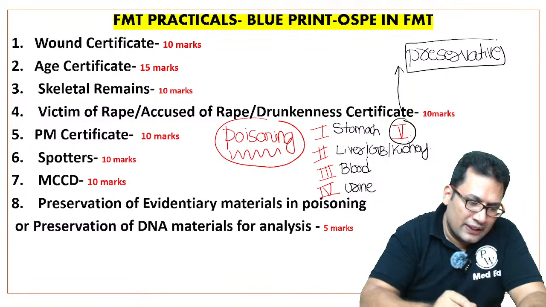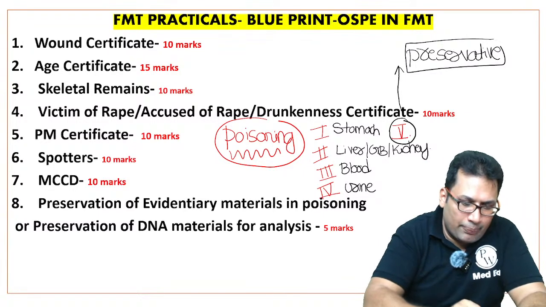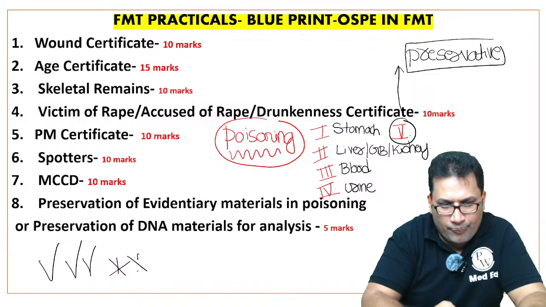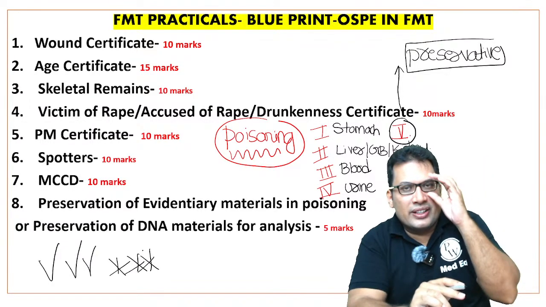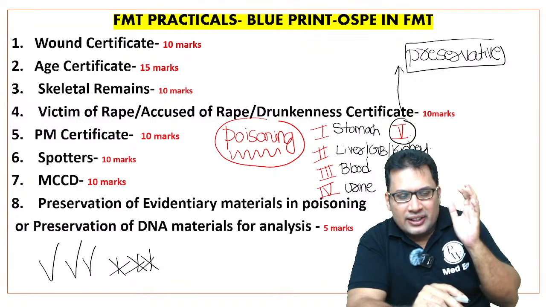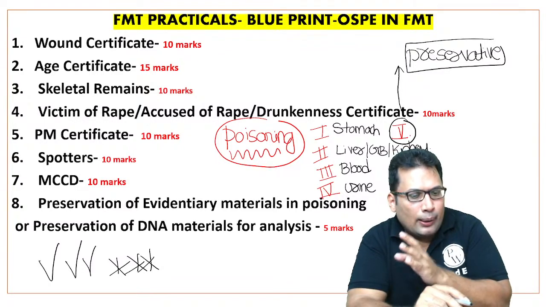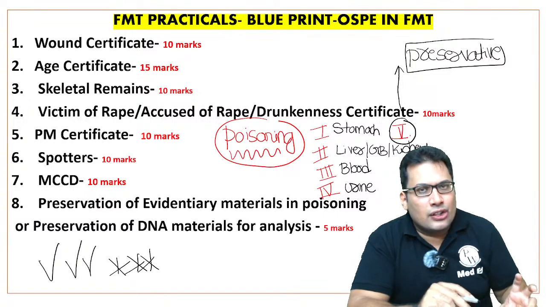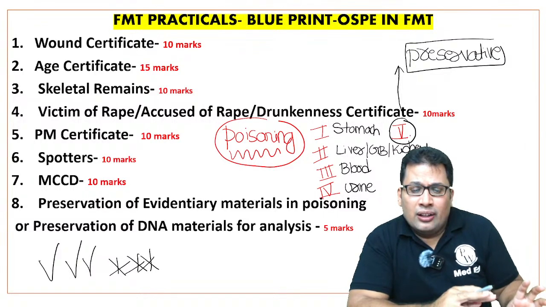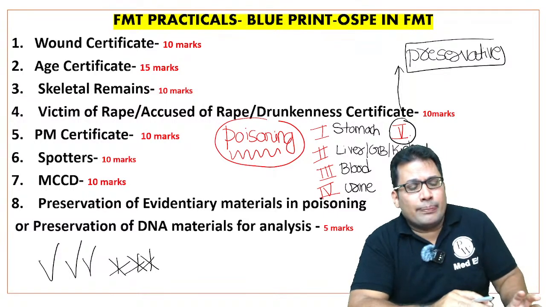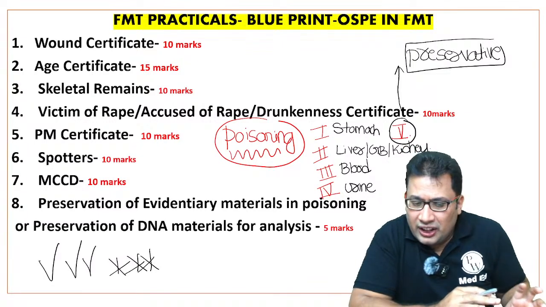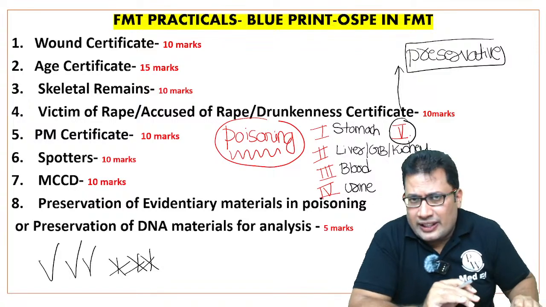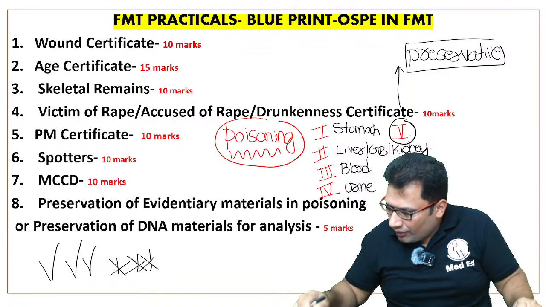So, this is the FMT practical. There are 8 exercises in your exam. I'll repeat again: wound certificate, age certificate, skeletal remains, victim of rape or accused of rape, drunkenness certificate, PM certificate, spotters, MCCD, and finally the viscera in case of poisoning, or preservation of DNA materials for analysis. This is how we conduct practicals in forensic medicine and toxicology.